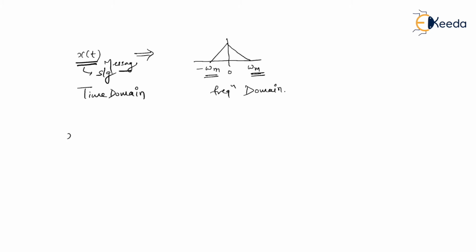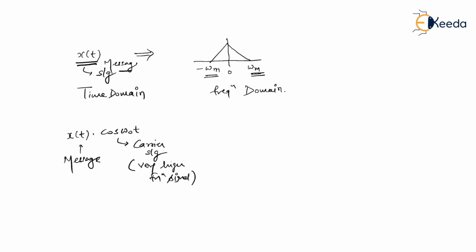So what I'm trying to do is multiply x of t with the cos of omega naught t signal, where cos of omega naught t is a carrier signal, a very high frequency signal. And let me remind you, your x of t is a message signal with frequency omega m. Am I right? And the cos omega naught t signal is a carrier signal with frequency omega naught. And let me tell you, omega naught is very high as compared to omega m.